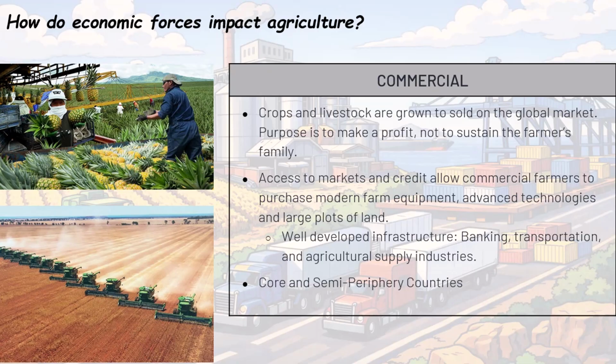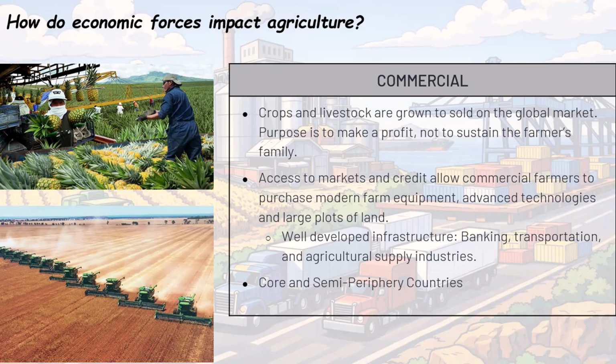Commercial farmers usually have access to markets and credit. That means loans for modern machinery, advanced technologies, irrigation systems, improved seeds, and huge plots of land. When capital is available, farms can expand. When farms expand, they lower their per-unit production costs. That's economies of scale working behind the scenes.